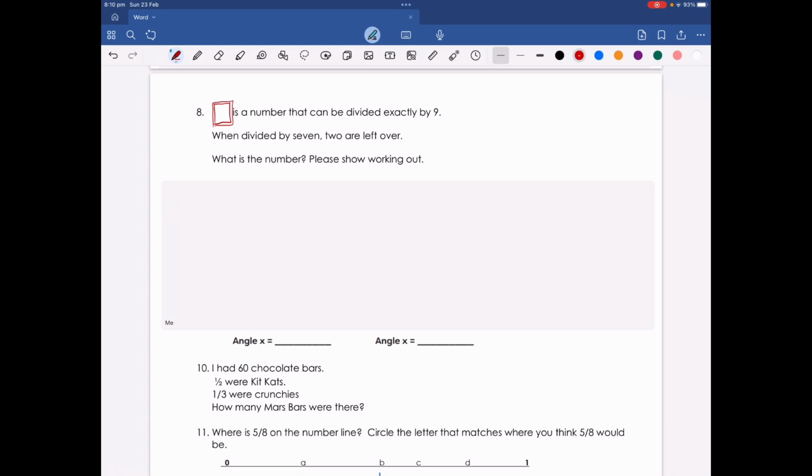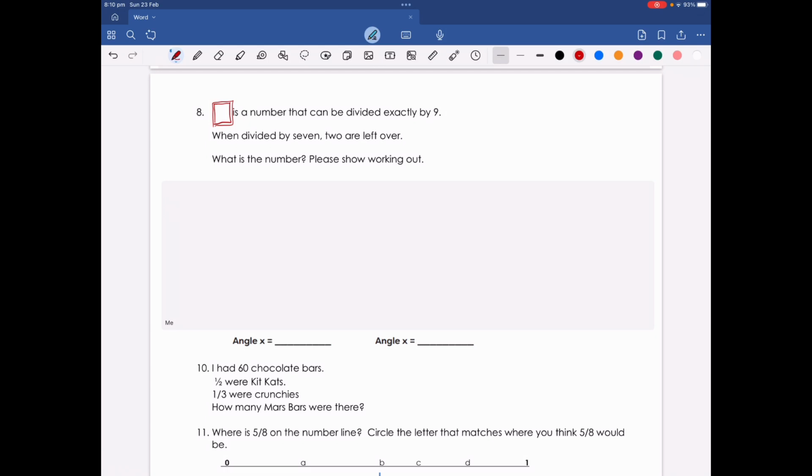Okay, so we know divided exactly by 9 means it is a part of the 9 times tables, or the 9 skip counting pattern. When divided by 7, 2 are left over. What is the number? Please show your working out.